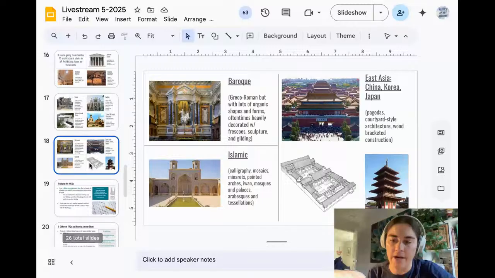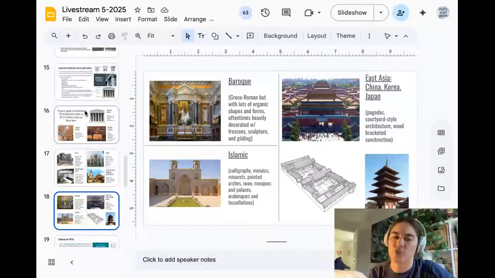So, were there any other overarching architecture in general?